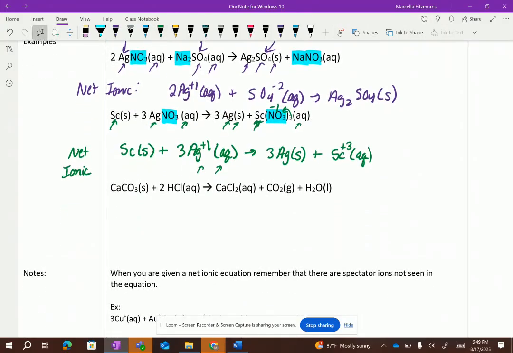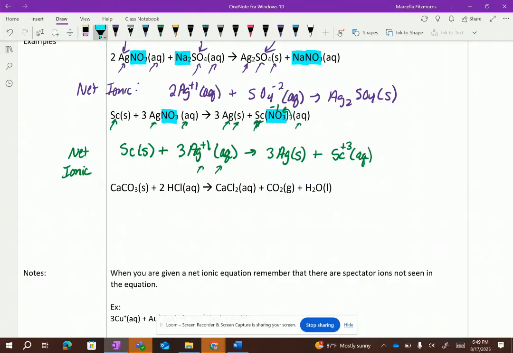Now the last one, there were no obvious spectators in here. So I can do the total ionic equation and then the net, which is what I will do. But if you're able to see it, I can also scan this and see, are there any changes? Are there any spectators? Ca solid, Ca aqueous. That can't be a spectator. Okay, let's see. CO3 solid, I don't even see CO3, but I see CO2 gas. That's definitely not a spectator.